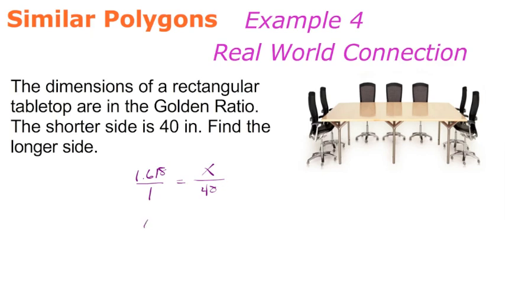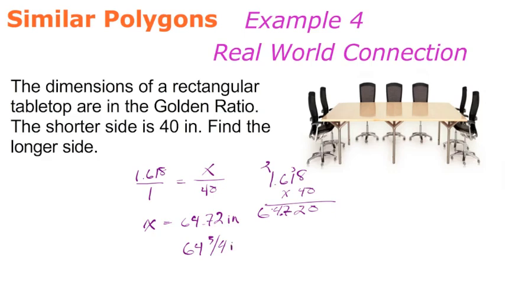Well, to solve this proportion, we simply end up multiplying 1.618 by 40. Eight times 4 is 32. Carry a 3. 4 times 1 is 4 plus 3 is 7. 4 times 6 is 24. Carry the 2. 4 times 1 is 4 plus 2 is 6. And this number should have 3 decimal places because 1.618 has 3 decimal places. So that gives us 64.72, and that would be inches. And 64.72 inches is very close to 64 and 3/4 inch. That'd be 0.75. So we could estimate here and say about 64 and 3/4 inches.